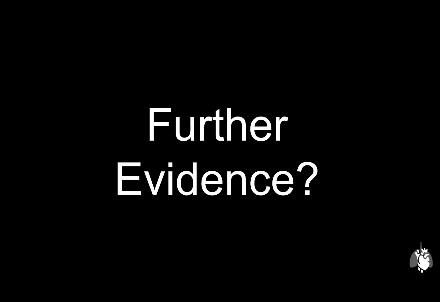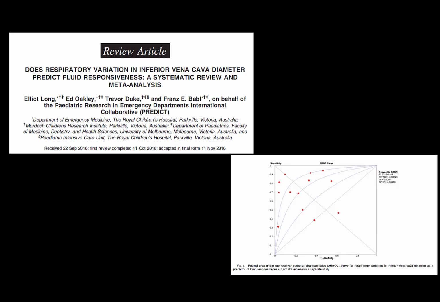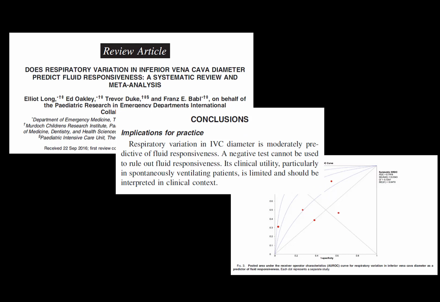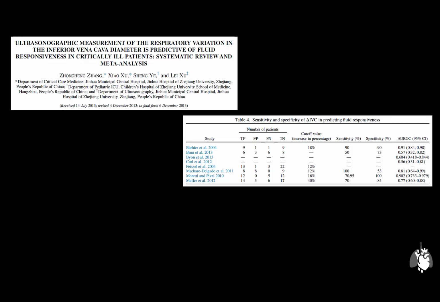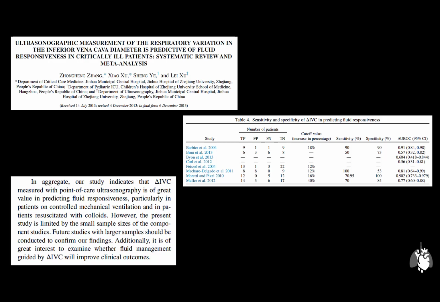The question is, is there evidence beyond what our framework paper refers to? In this 2016 meta-analysis, it was found that IVC diameter is moderately reliable, but that its utility, especially in spontaneously ventilated patients, is limited. In this 2013 meta-analysis, IVC variability was considered to be of great value in predicting fluid responsiveness in ventilated patients. However, the authors conceded that the studies were numerous and small, and that IVC variability would need further inquiry in larger trials.